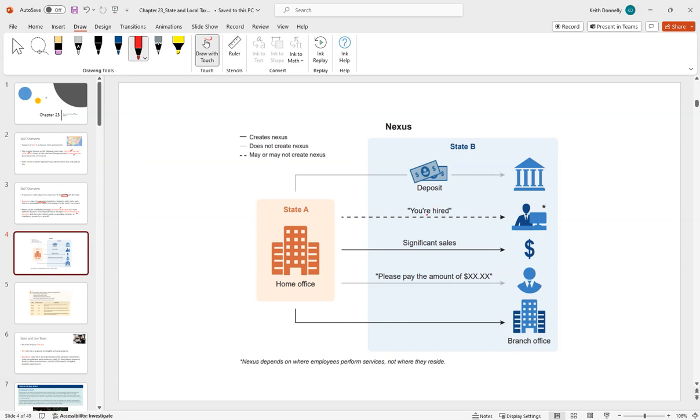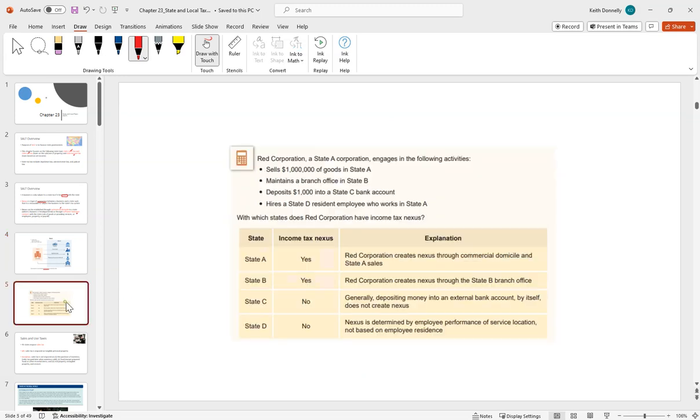And things that may create nexus, where it depends, include employees. One of the things here is that nexus depends on where employees perform the services, not necessarily where they reside. So if you're looking for nexus for that, you have to ask, where are they performing the services? We have an example here. Red Corporation engages in the following activities: they sell $1 million in state A, they maintain a branch in state B, they deposit $1,000 into a state C bank, and then they hire a state D resident who works in state A.